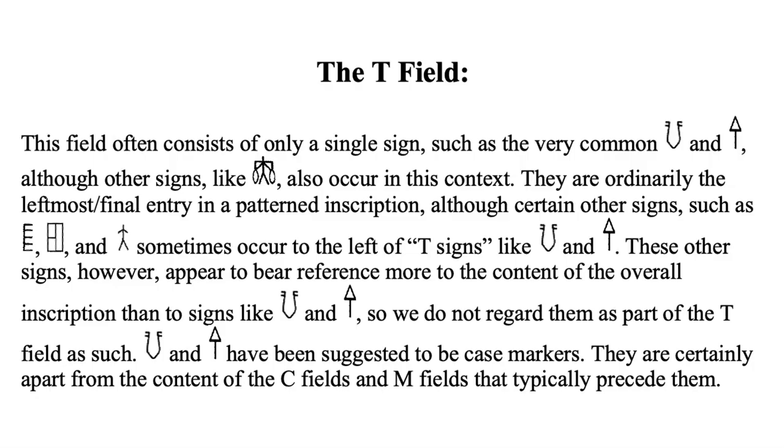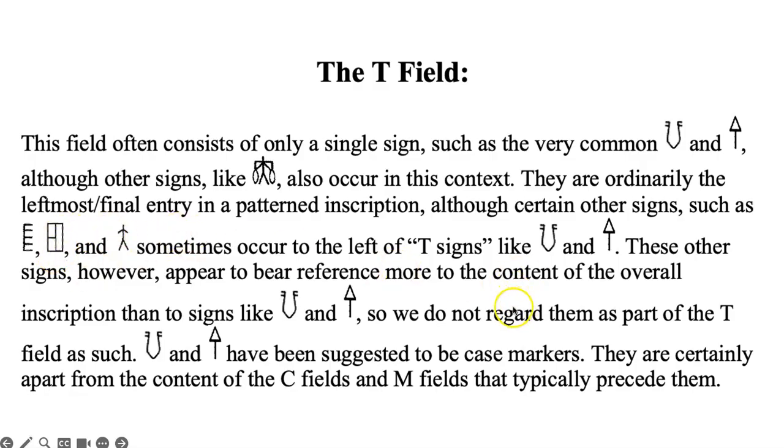This field often consists of only a single sign, such as the very common jar sign, this one here, and this one, we'll call it the arrow sign or the spear sign, whatever you want to call it. Although other signs like this one here, some people call this the bearer sign because it looks like an individual carrying a couple of weights on his shoulder, also occur in this context. They are ordinarily the leftmost or final entry in a patterned inscription, although certain other signs, such as these here, sometimes occur to the left of T signs.